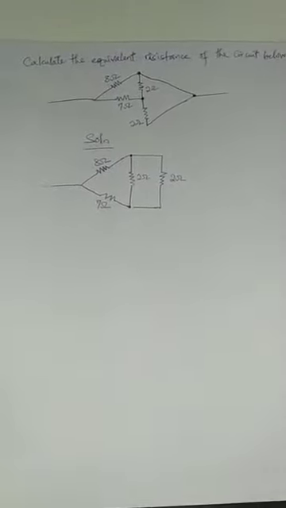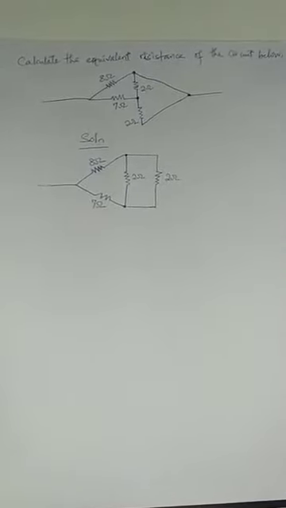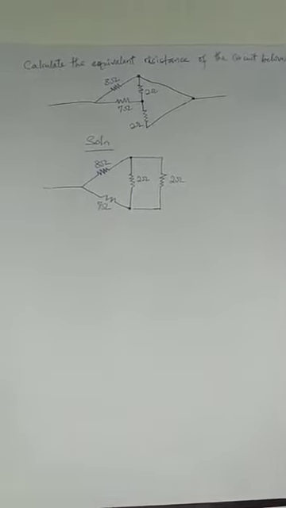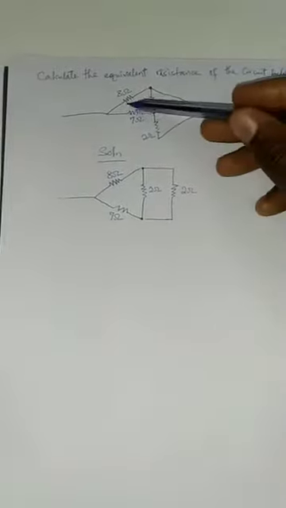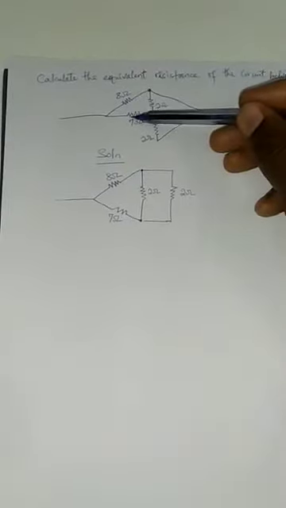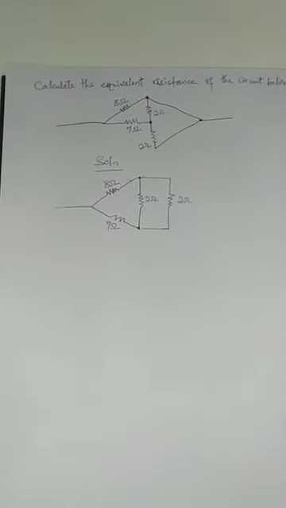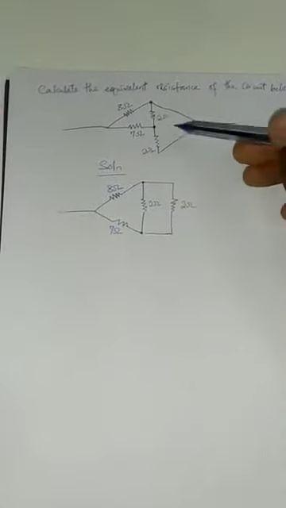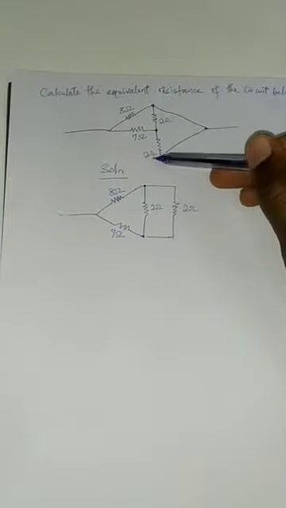So, good day all. This is the question given to me by my students. I'm asked to calculate the equivalent resistance of the circuit below, where you can see I have 8 ohms on this resistor, I have 7 ohms on this resistor, and 2 ohms here and 2 ohms here.